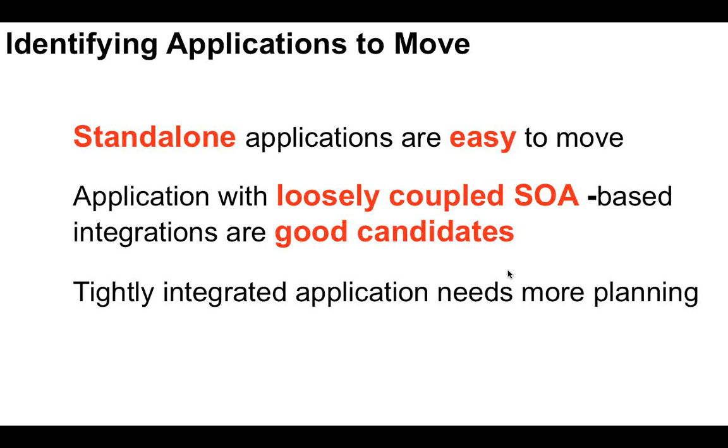Now applications that talk to each other using service-oriented architecture, which means you're not running maybe RPC calls or Java calls directly between applications, but using a layer of abstraction using web services. If you have applications such as that, loosely coupled, these are good candidates as well because you can take that portion out, put it onto the cloud, and these SOA-based services are highly tolerant of network latency and things like that.